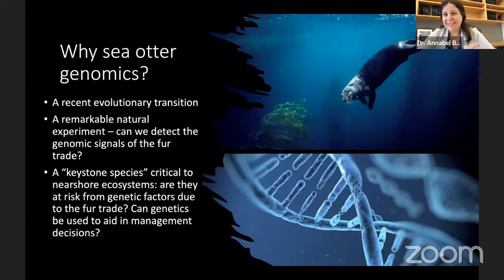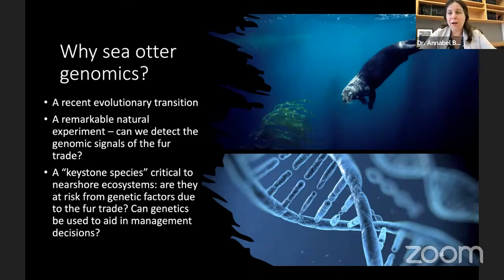So why do I study sea otter genomics? It's not just because they're cute. It's because they are this very remarkable and recent evolutionary transition from a freshwater coastal animal becoming a marine mammal. And we were really interested if we could catch any of that in the act in their genomes. They also represent this amazing and tragic natural experiment where they were all hunted to the verge of extinction at the same time, independently across this entire species range from Japan to Mexico. And we were curious as to whether we could actually learn more about that event using genomic tools.